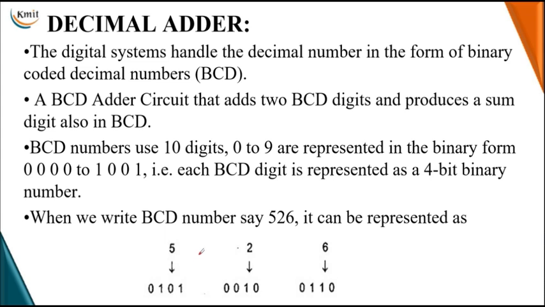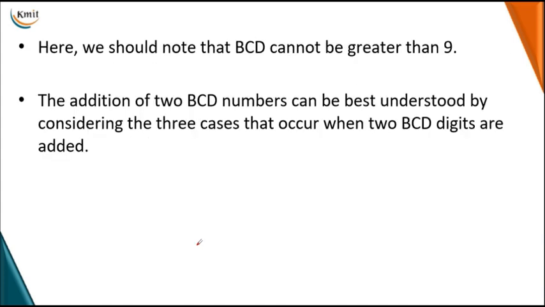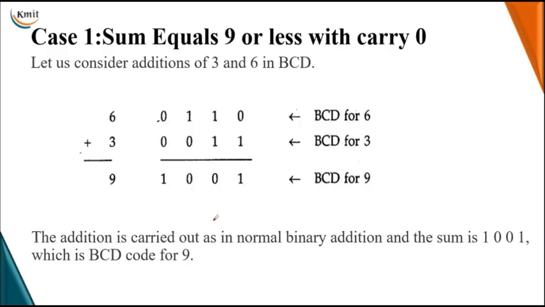So this is how we represent BCD numbers, but when adding BCD numbers, we have to check whether the BCD summation is less than or equal to 9 or greater than 9, or whether it generates an output carry with a summation of less than 9. So now we are going to see these 3 cases. In the first case, the summation is less than 9 with a carry of 0.